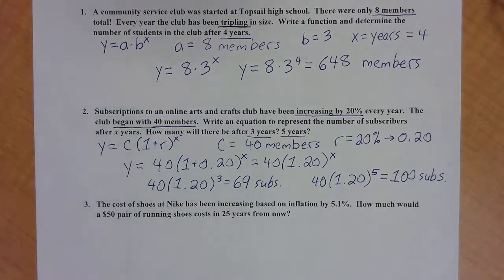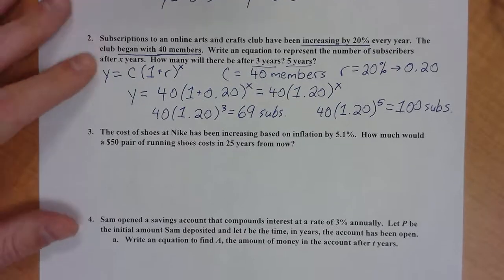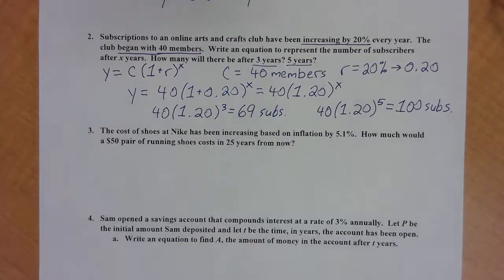Now we're looking at number 3. So let's move up our page a little bit here. Cost of shoes at Nike has been increasing based on inflation by 5.1%. How much would a $50 pair of running shoes cost in 25 years from now? We got to underline what's important.